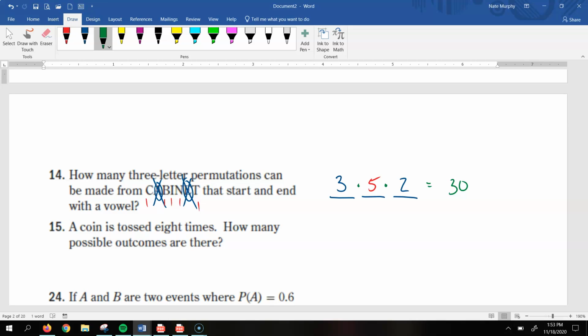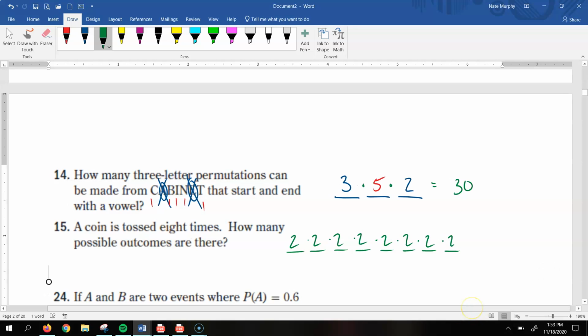For number 15, if a coin is tossed 8 times, so 1, 2, 3, 4, 5, 6, 7, 8, we'd have 8 blanks here. How many possible outcomes are there? Well, every time we flip a coin, there are 2 outcomes. You get heads or tails, heads or tails every single time. And so if we multiply those together, we would take 2 times 2 times 2 times 2, 8 times, or 2 to the 8th power. And if you did 2 to the 8th power on your calculator, you get 256. So there'd be 256 ways of that happening.